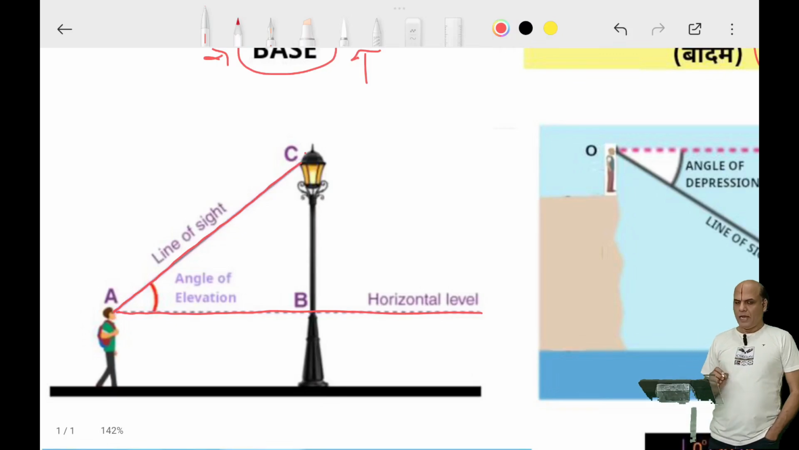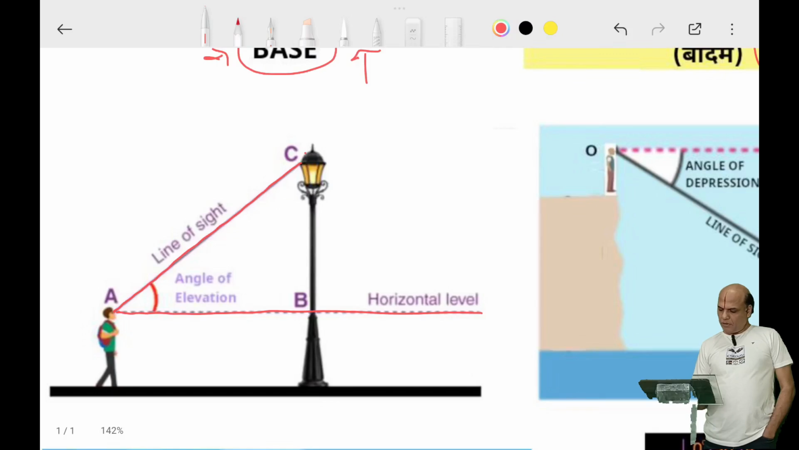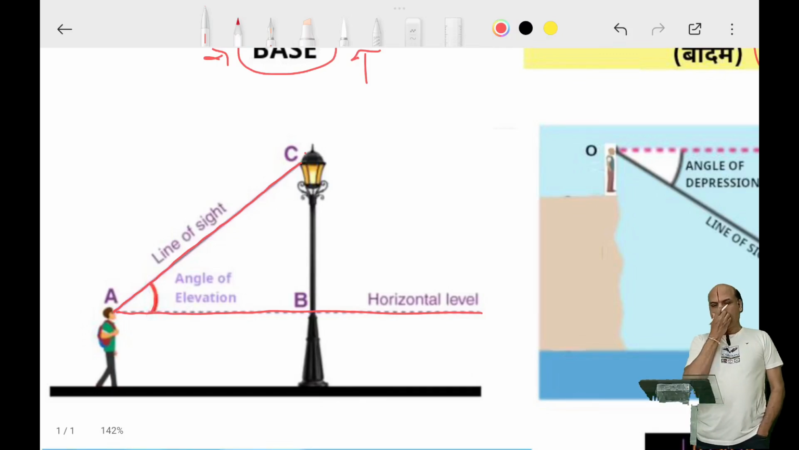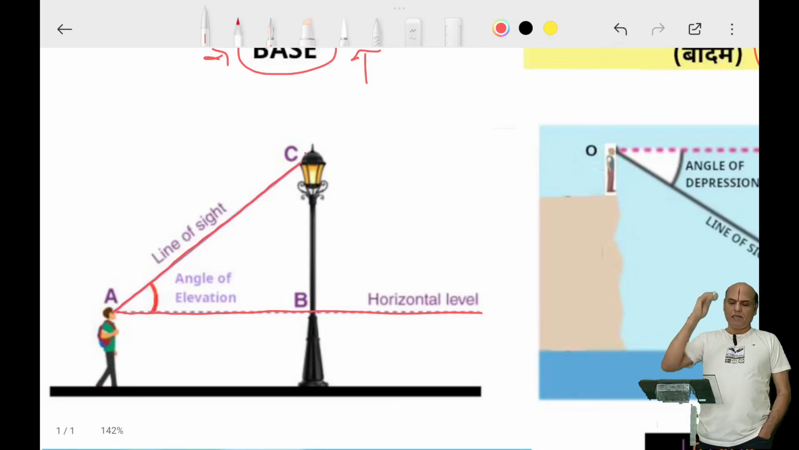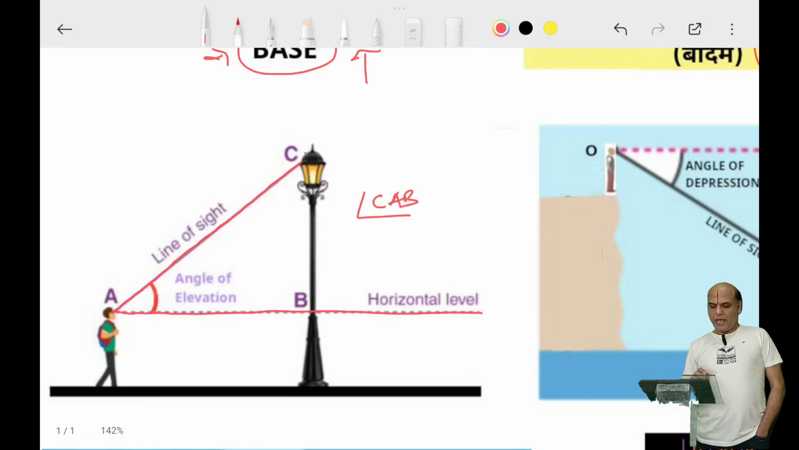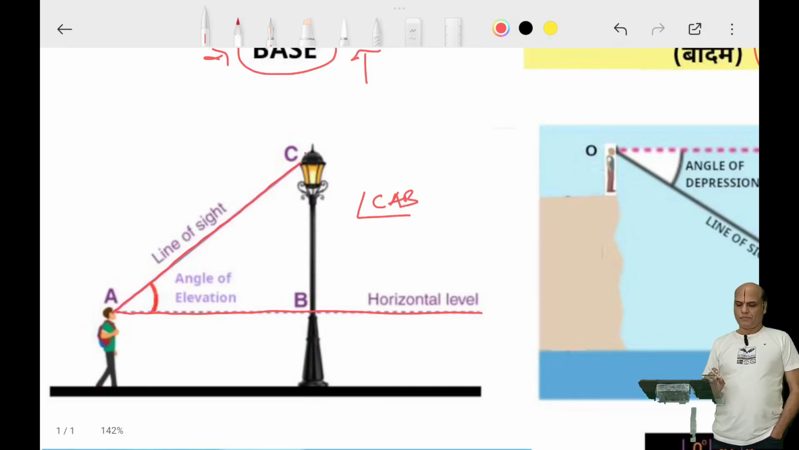Okay. And the angle that is made by this line of sight with the horizontal level is called the angle of elevation, because he is looking at an object which is elevated from his eye level. So this is called the angle of elevation. Therefore, the angle CAB is called the angle of elevation. Okay.